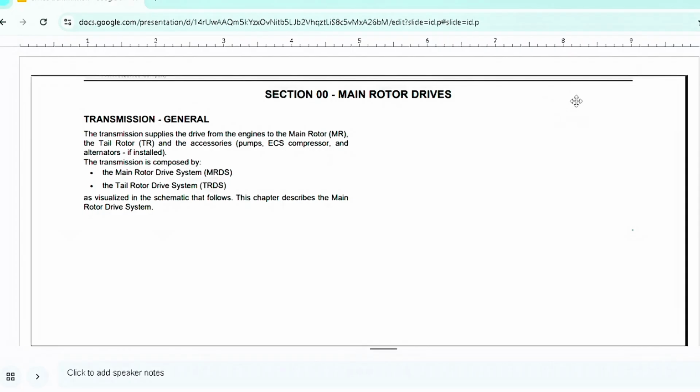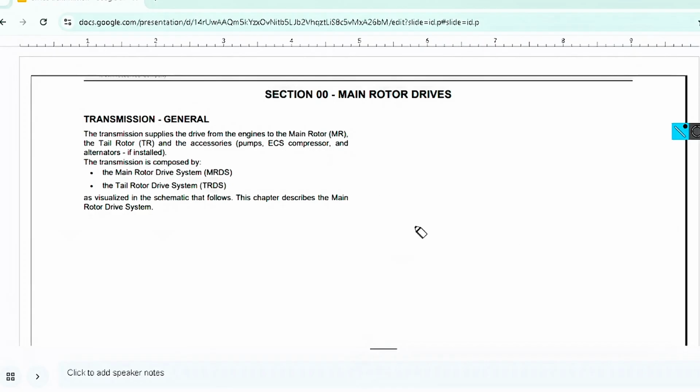The main system we will discuss today will be the main rotor drive, and we will start from transmission general, how many types of transmission systems are in AW139 helicopters, and we will then focus on the main rotor drive system. I will tell you that there are two types of transmission systems here: the main rotor drive system and the tail rotor drive system. We will also see component locations with pictures, diagrams, and much more. So be with me, let's start our video.